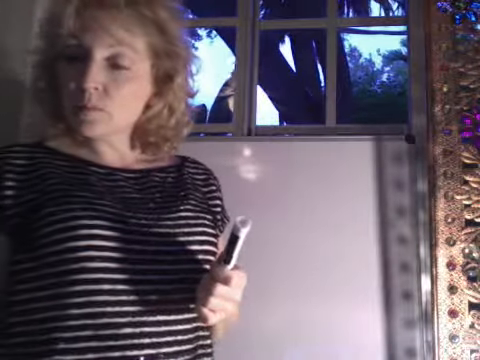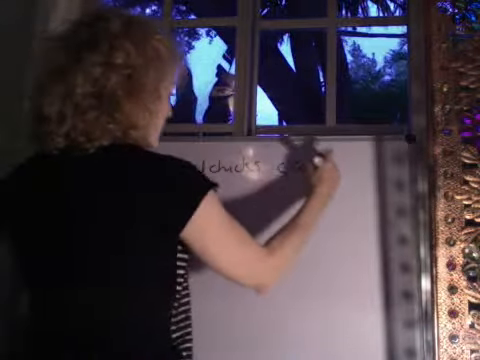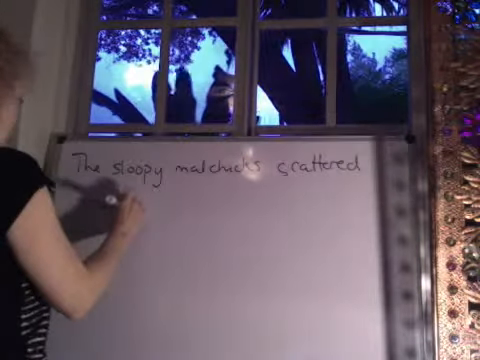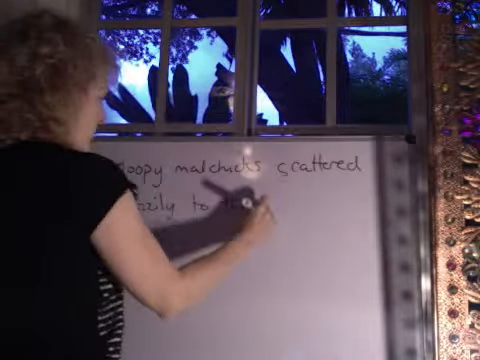So first, thinking about the morphological evidence, if you think about the example, the sloopy male chicks scattered drowsily to the meadow. So let's look at this example. The sloopy male chicks scattered drowsily to the meadow.